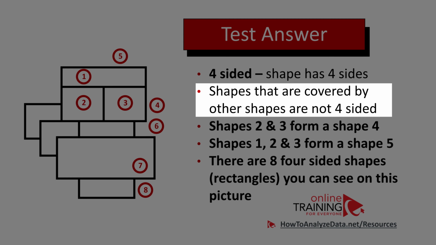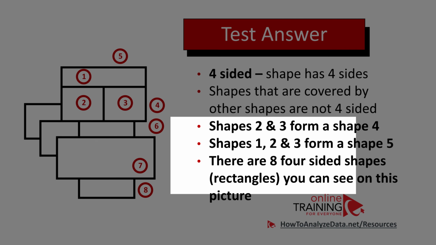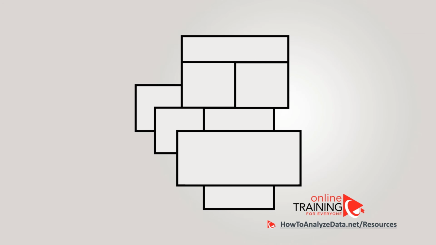Shapes that are covered by other shapes are not four-sided. For example, we have something that mimics a square here, but because it's covered by another square, it is not four-sided. Actually, it has 5 sides. The key to answering this question is to make sure that you didn't miss any shapes. In fact, it's so easy to miss because some shapes are inside of the other. Let me show you all 8 shapes here on this picture.